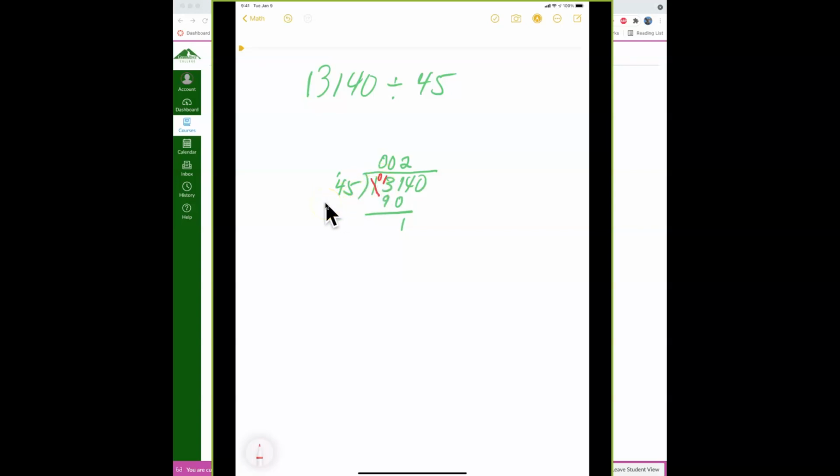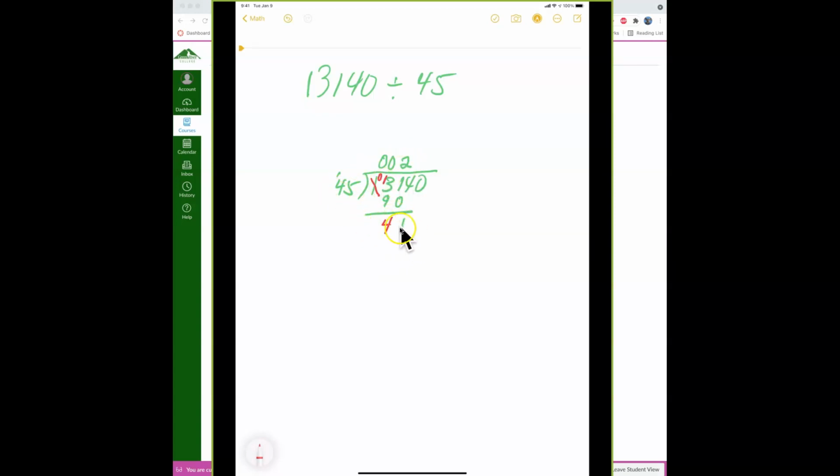And then we subtract 9 from 13, we get 4. So we have 41 here. And this is less than 45, so we know we are good. If this were larger than 45, we would have chosen the wrong number here, and we would have to do this step over. Increase that by 1, and then multiply it out again.